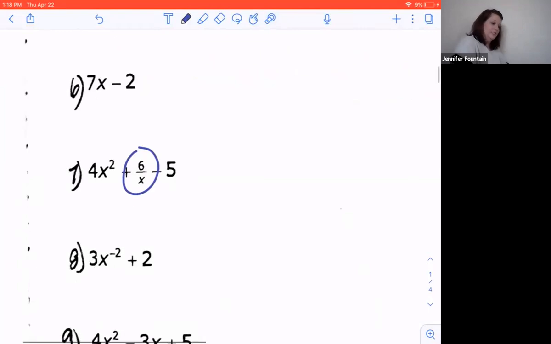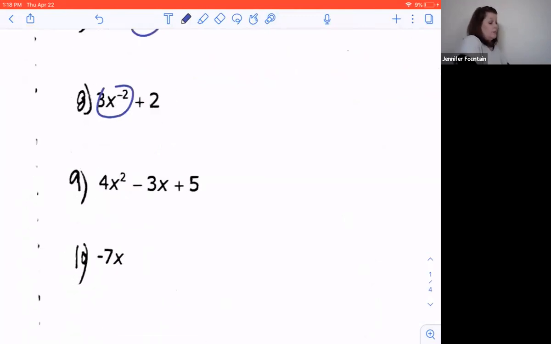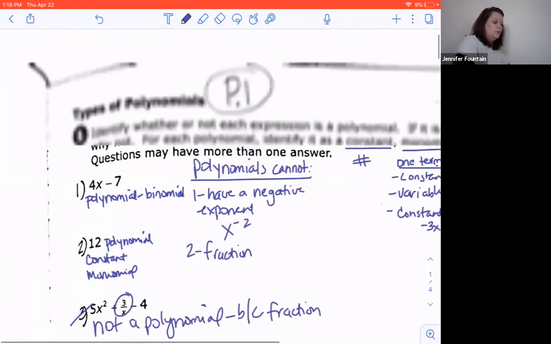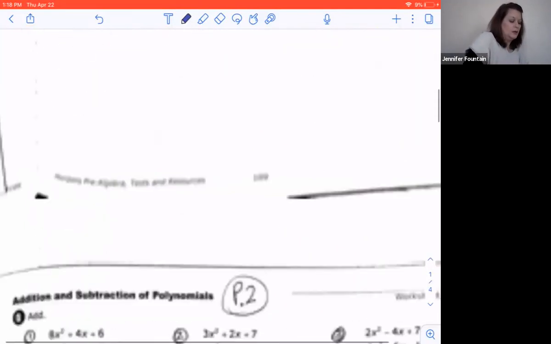What about 8? Not, because it's got that negative exponent. What about 9? Yep. Trinomial, good. And what about number 10? Yes, and it is not a constant. Constant is a number by itself. Monomial, good. This one's just going to be a monomial. Number 2 was a constant and a monomial, but this last one is just going to be a monomial.